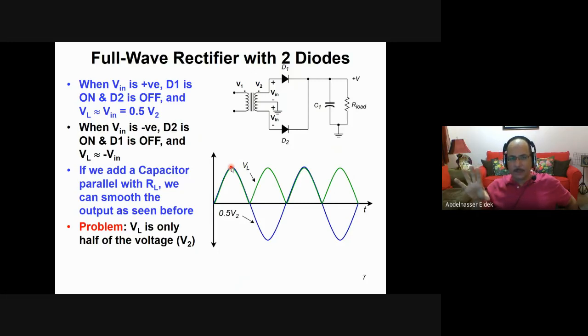This is one way to do the full wave rectifier. But the problem here is that the input voltage is half of V2, not the full V2. Then actually we divide the amplitude by 2. We can do that but without dividing the amplitude by 2. How can we do it?